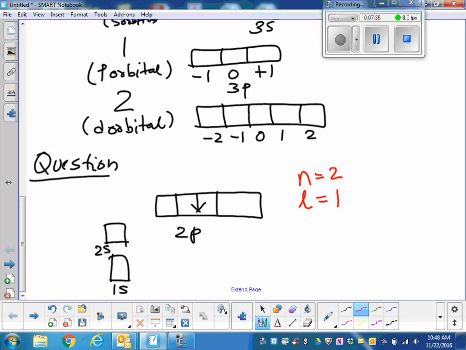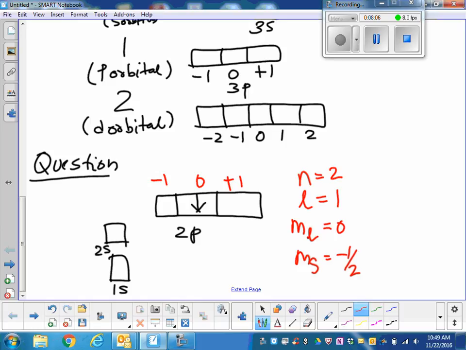Suppose I ask you for the ml. Can you give it numbers? Minus 1, 0 and plus 1? Is that right? So what is your ml? It is 0. What is your ms? Is it an up spin or a down spin? So can I give it a minus half? Those are the 4 quantum numbers for that particular electron. Does that make sense?